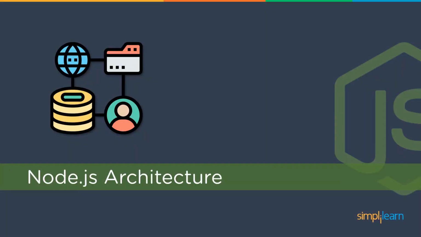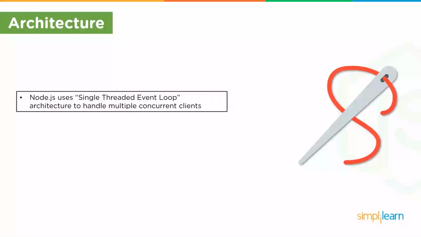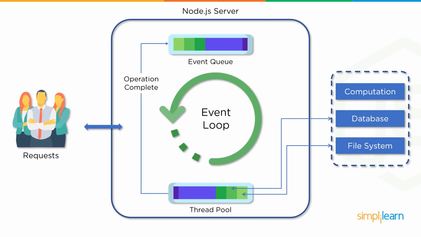So let's deep dive into the architecture. Node.js uses what's known as a single-threaded event loop, and this allows it to handle multiple concurrent clients very easily. If we visualize that, you have your requests coming in, and you have your event queue and then a threaded pool, which does your computation, database, and file system analysis. And then we have our event loop that just spirals through very quickly and helps you manage the transactions. It's a very efficient way of running the communications throughout the system.